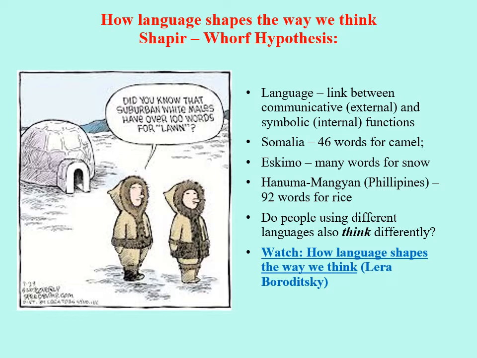So when you have different words, you have a different representation of reality. The words you use can determine the way you map and understand reality. This is sometimes called the Sapir-Whorf hypothesis because it was proposed by these two researchers based on their study of different languages.